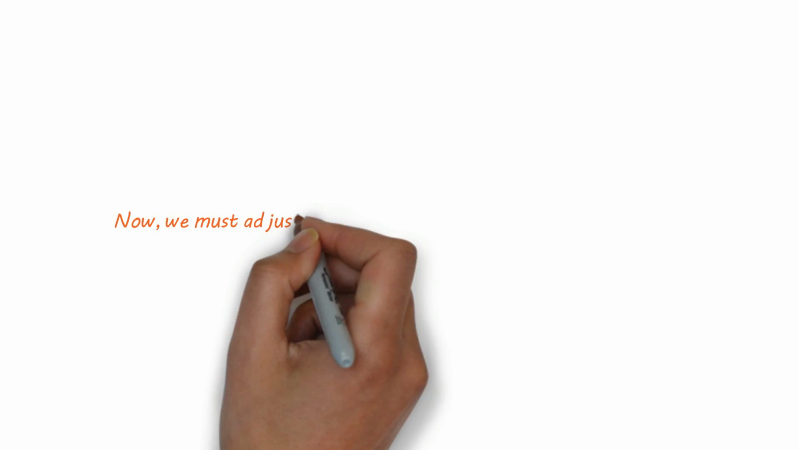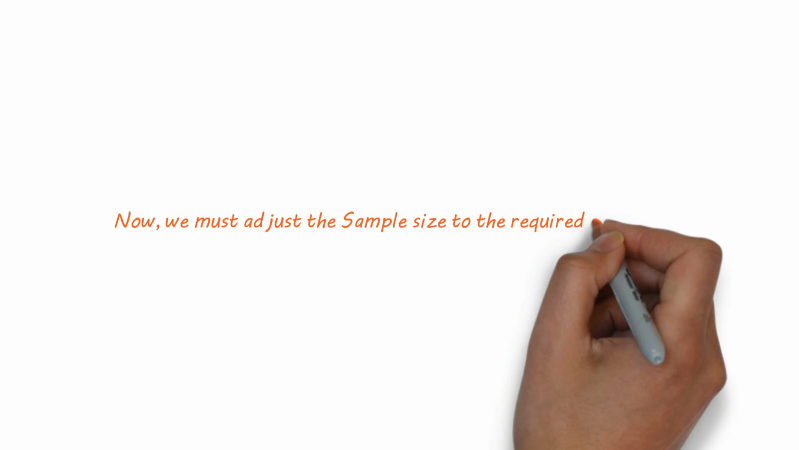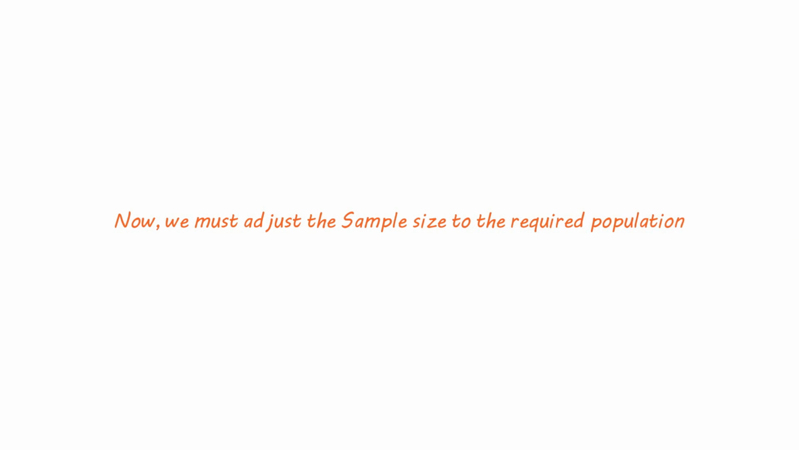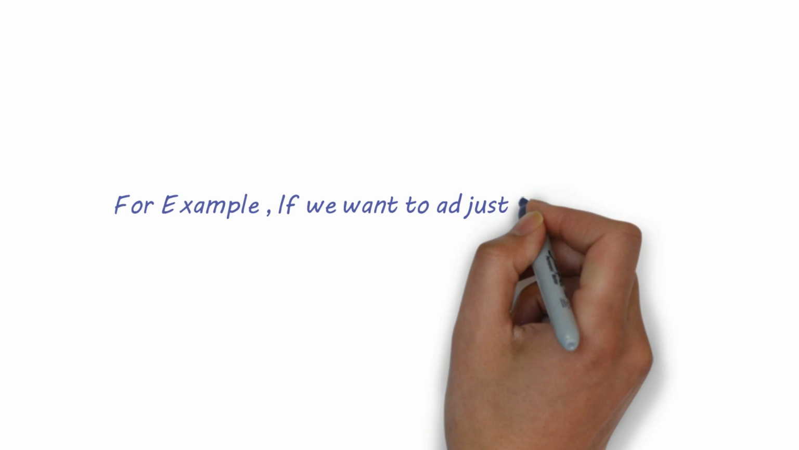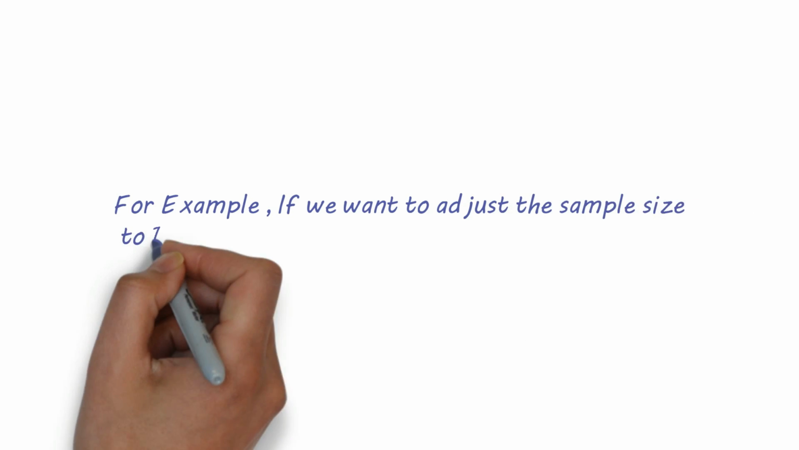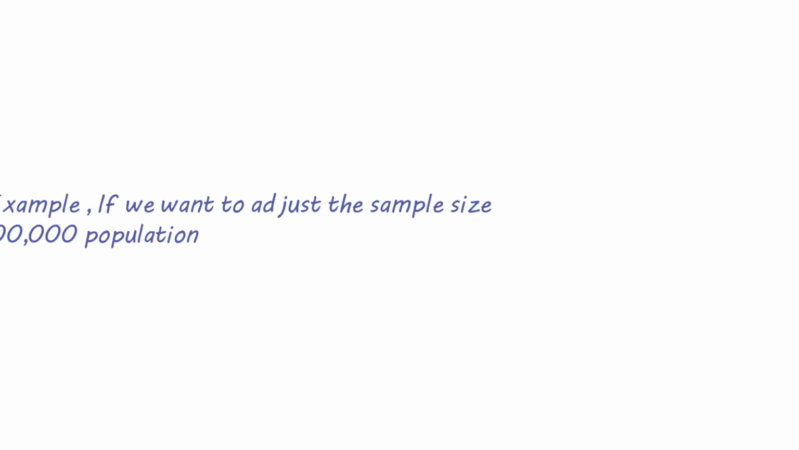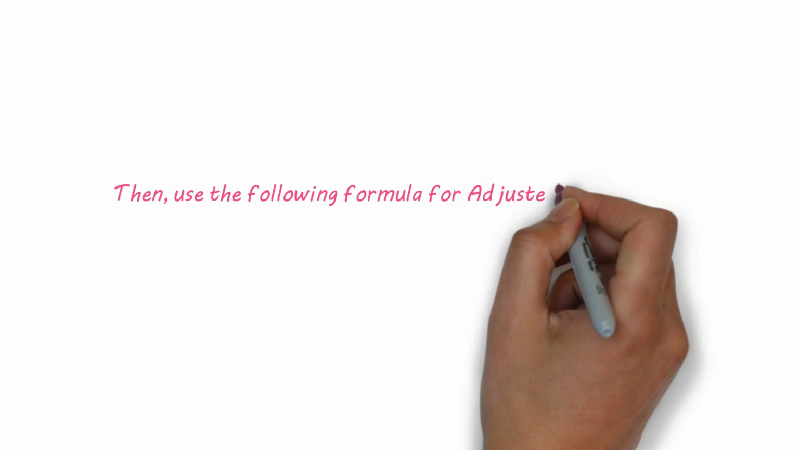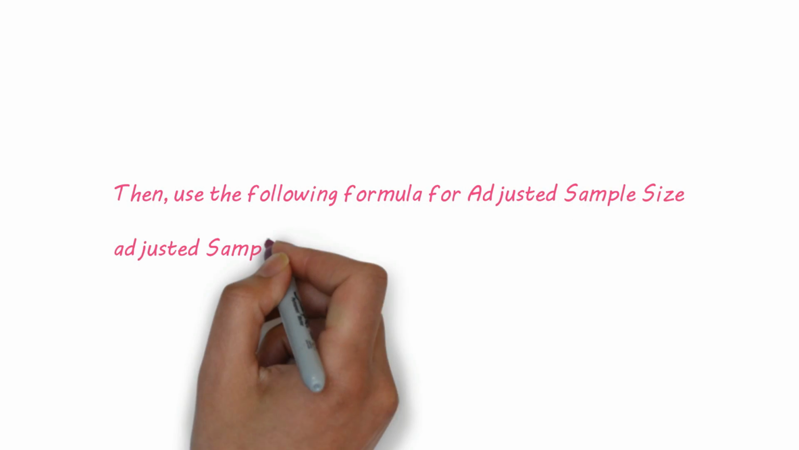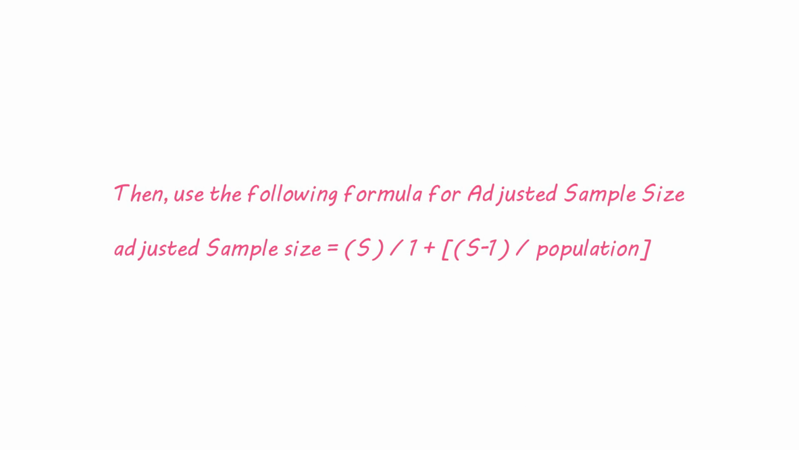Now, second step, we are going to adjust this sample to the required population. For example, we want to adjust the sample size to the required population of 1 lakh. Then we use the following formula for adjusted sample size of population 1 lakh. This is the formula.